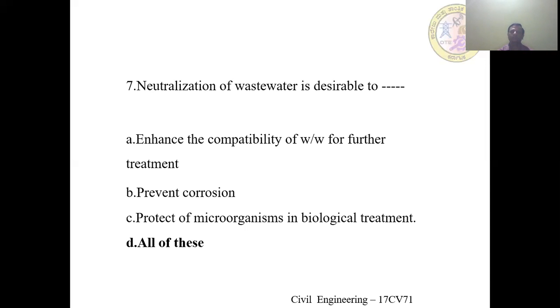The neutralization of wastewater is desirable to enhance the compatibility of wastewater for further treatment, prevent corrosion, and protect microorganisms in biological treatment, or all of these. So here neutralization is desirable for all the purposes: making wastewater compatible, preventing corrosion when it is high in alkali or acidic in nature, and protecting the microorganisms in biological treatment.